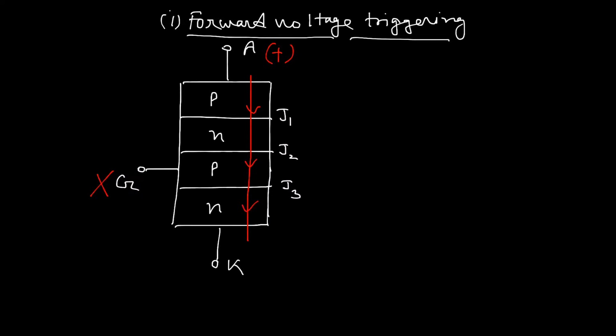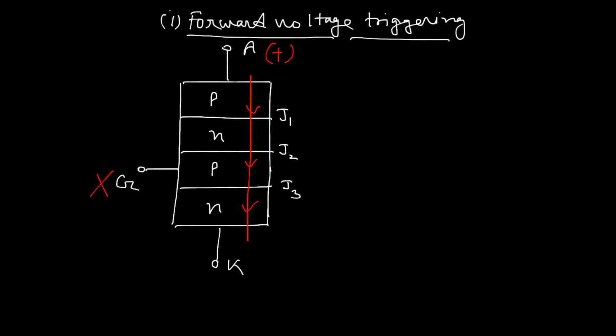So in this particular case, we can conclude that by application of the anode voltage to a huge amount, which crosses the forward breakover voltage, without any gate pulse the device can start working. The device can be in the on state. So this is all about forward voltage triggering.